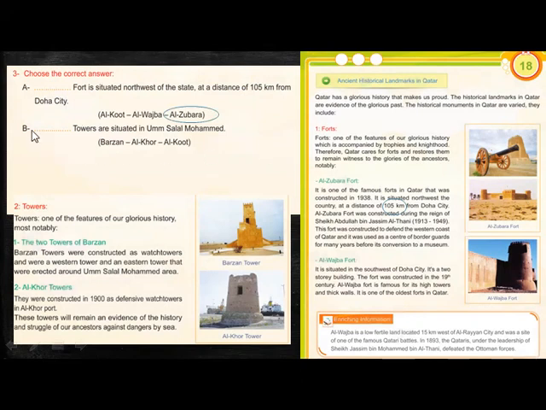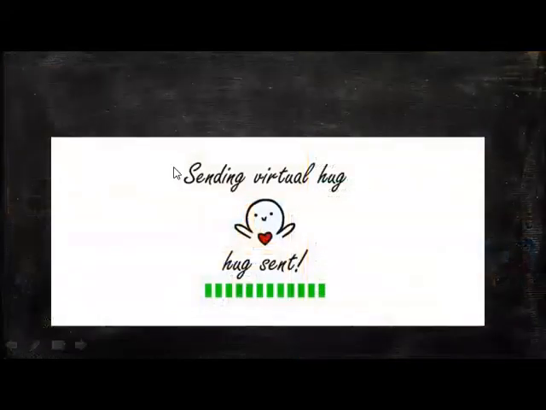Now, let's look at the second statement. Blank Towers is situated in Salal Mohammed. What towers are situated in Salal Mohammed? So here you go. The two Towers of Barzan are situated in Salal Mohammed area. So you're going to choose this answer and fill in the blank. There you go, guys. Easy, right?